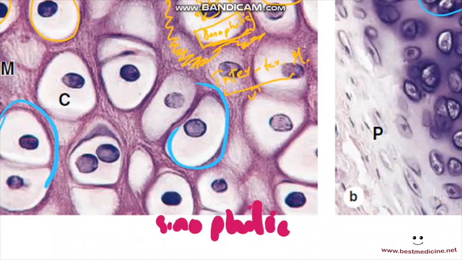Again, for example, right here, the cell would be very, very eosinophilic, and this territorial matrix around it would be very, very basophilic. So it would not stain well, but this interterritorial matrix would be a mixture of both, so it does stain, and it is very, very homogeneous.